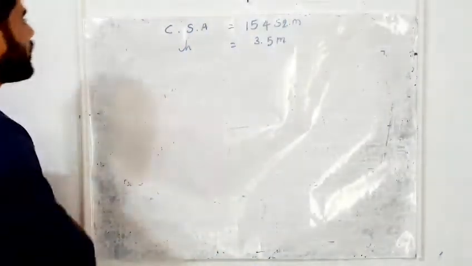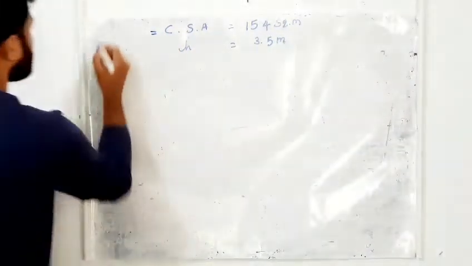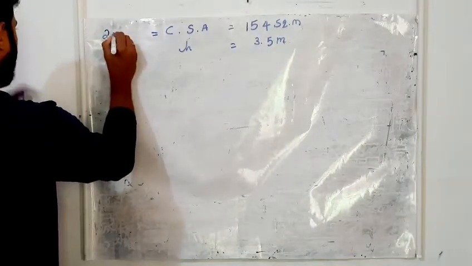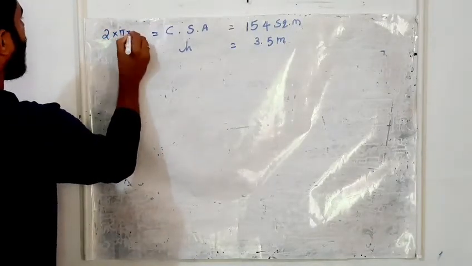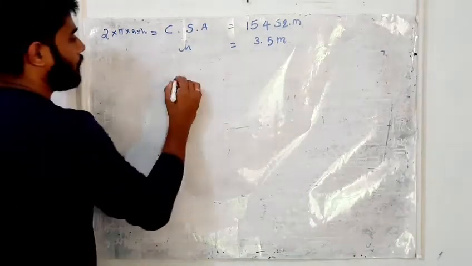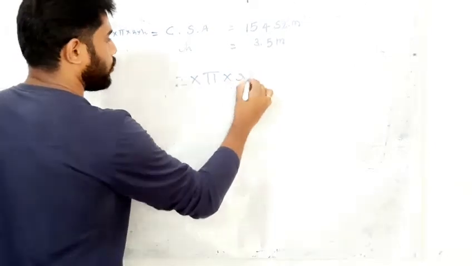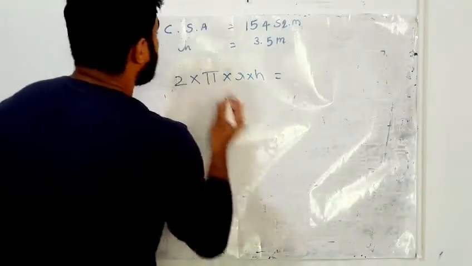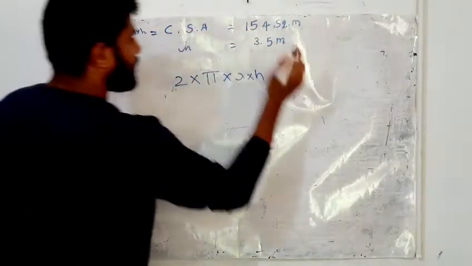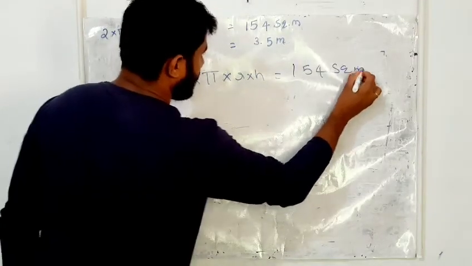So we know the curved surface area equation. What is the curved surface area equation? 2 into pi into r into h. I'm writing the equation here. So 2 into pi into r into h is equal to the curved surface area. That means 154 square meter. Is it clear?